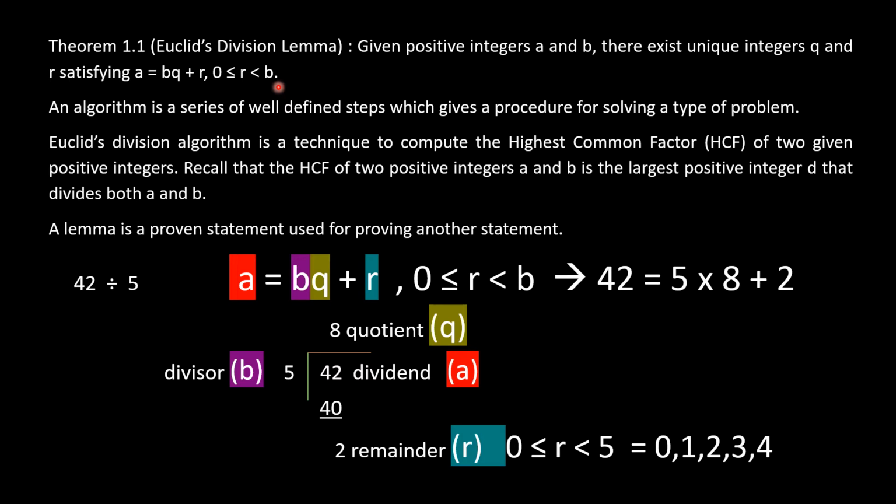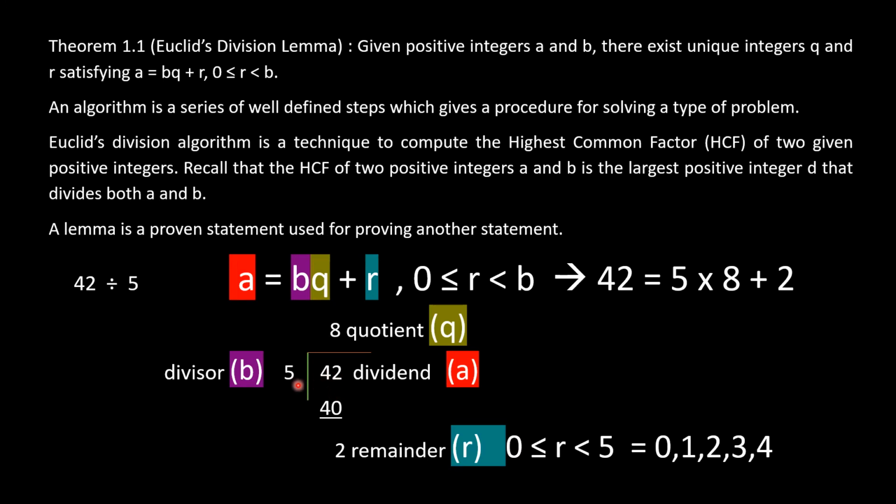That is, when we divide a number, we get a remainder and a quotient. A is the dividend, B is the divisor, Q is the quotient and R is the remainder, right? So this Euclid's division algorithm we are going to use to find out HCF. Now I have explained using a small example.